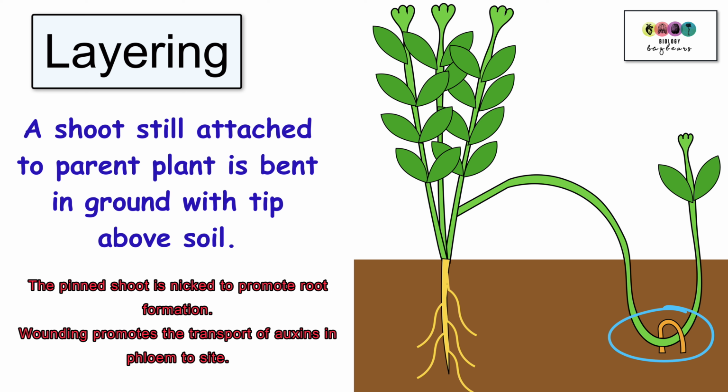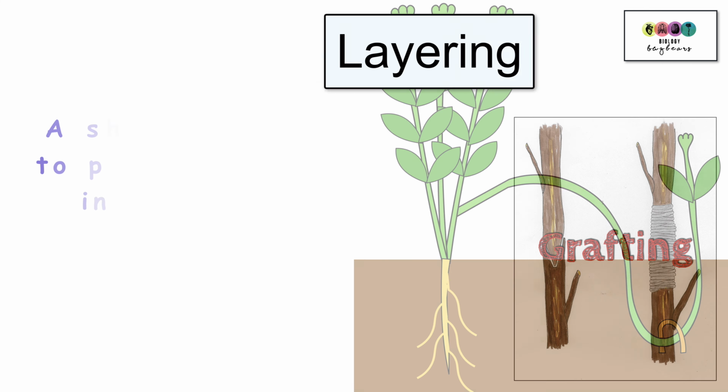And this wounded area promotes the transportation of auxins down from the tip of the plant to that area, and this stimulates the formation of roots. When the new plant is established, it can be separated from the parent plant.